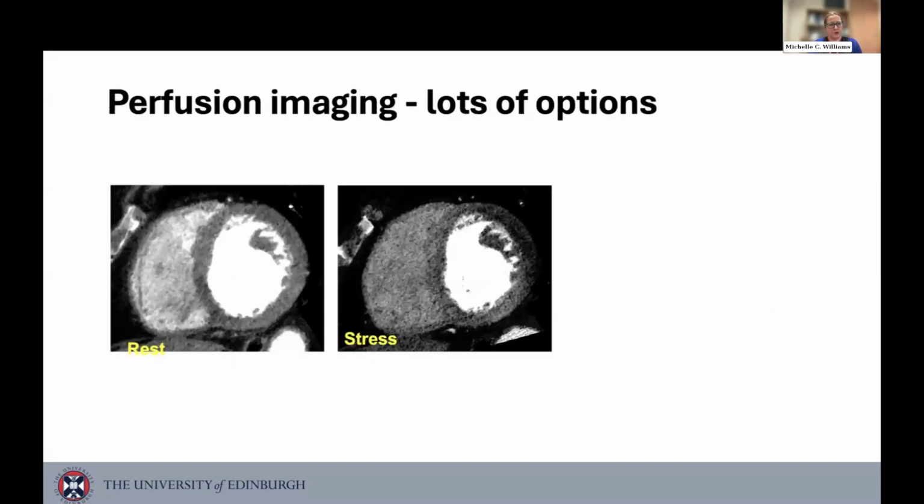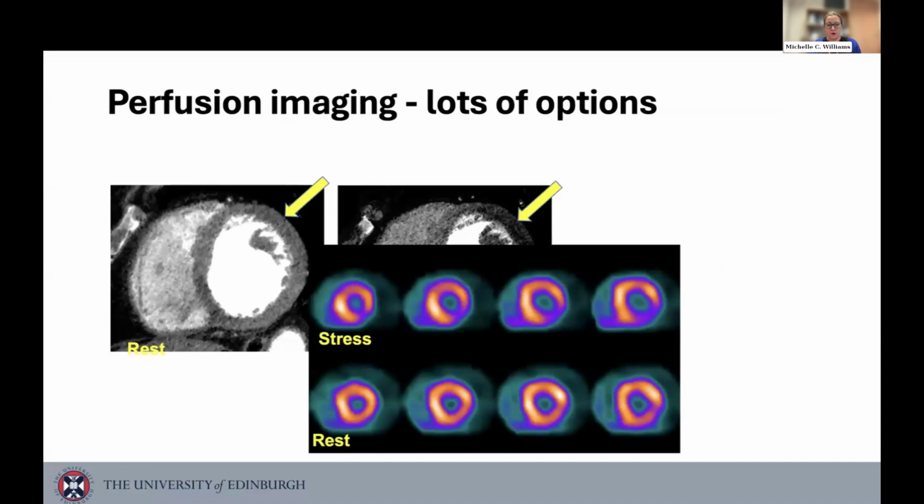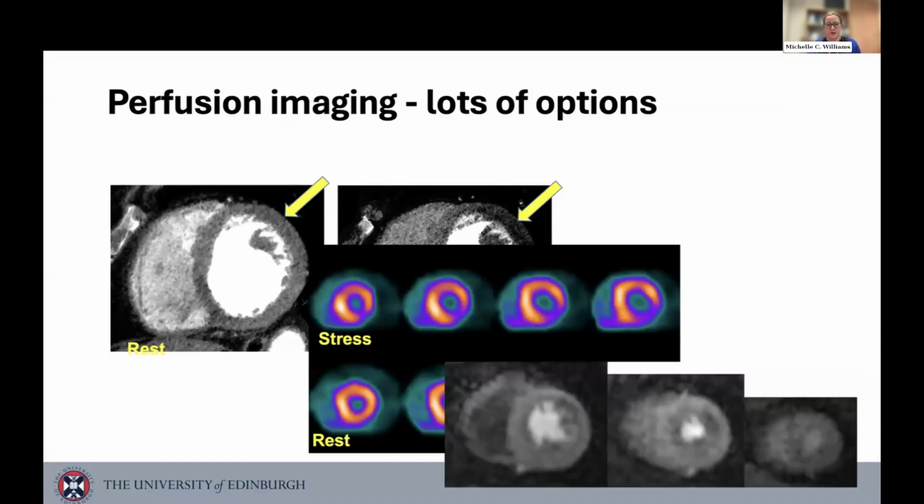And there's lots of ways to do it. So that was an example of a rest stress CT perfusion, showing that nice perfusion defect. We've got a SPECT scan here, shows a similar sort of thing, and an MRI perfusion scan, this time in a patient with multivessel coronary artery disease.